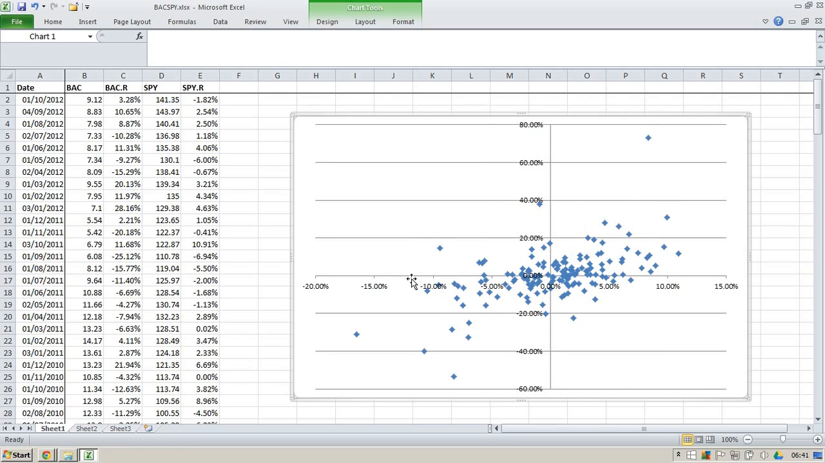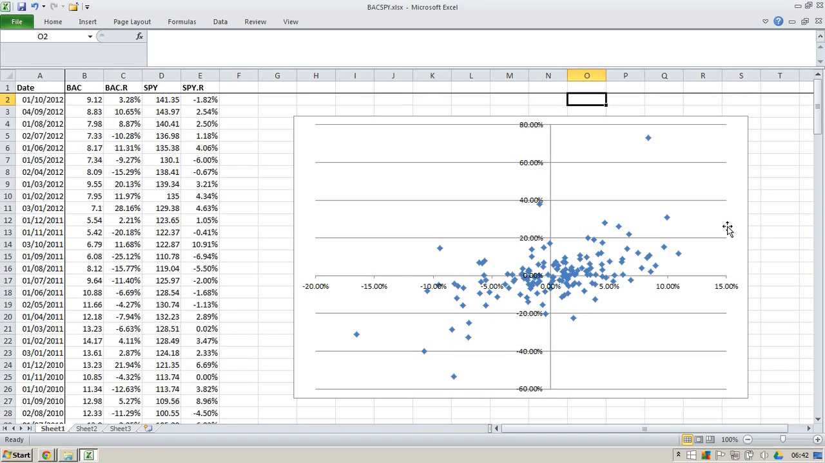So here's our relationship between the two. We've got along the horizontal axis return on S&P, vertical axis return on Bank of America, and we can see that there's this positive relationship. Not surprisingly, when there's a change in the overall market, the S&P 500, there seems to be a change in Bank of America. And what we want to do now is try to estimate the relationship between the two. So we'd like to draw a line which will best represent that information. So there's two ways of doing this.